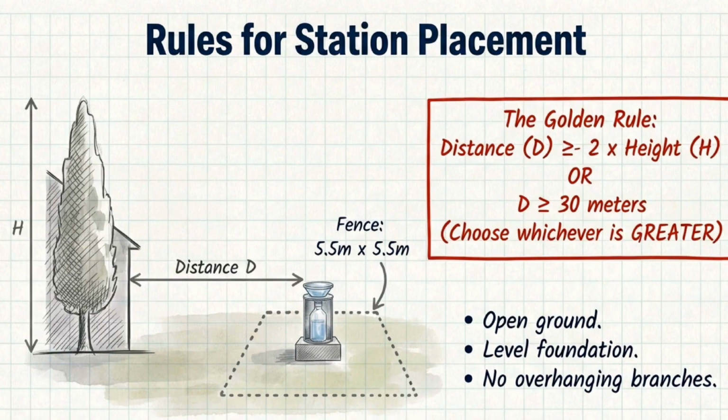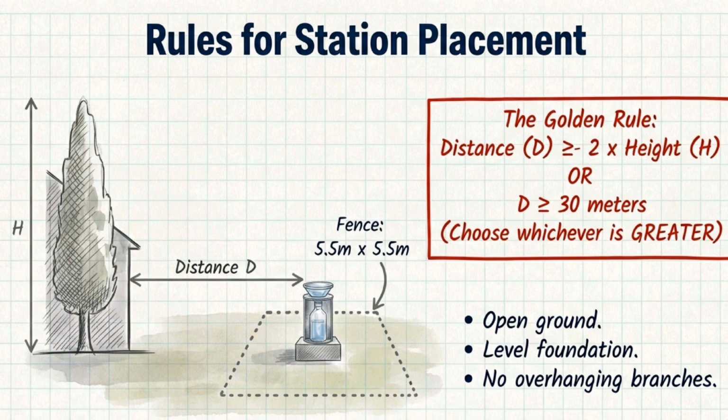There is also another condition. The distance should not be less than 30 meters. So we always choose whichever value is greater, either 2h or 30 meters. Next, the rain gauge should be placed on open ground, so rainfall can fall freely. The foundation should be level and stable so that the instrument remains accurate.